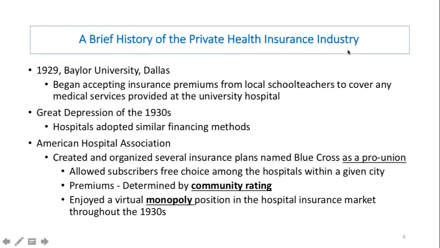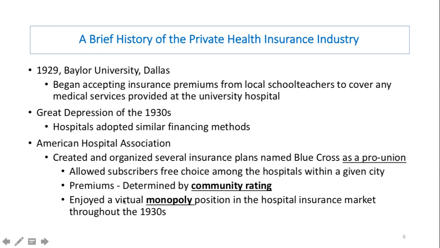Starting with a brief history of the private health insurance industry, in 1929, Baylor University in Dallas began accepting insurance premiums from local school teachers to cover medical services provided at the university hospital. Then, in the Great Depression of the 1930s, hospitals adopted similar financing methods to provide coverage for their employees. The American Hospital Association created and organized several insurance plans named Blue Cross, as a pro-union to allow free choice among the hospitals within a given city to the subscriber.